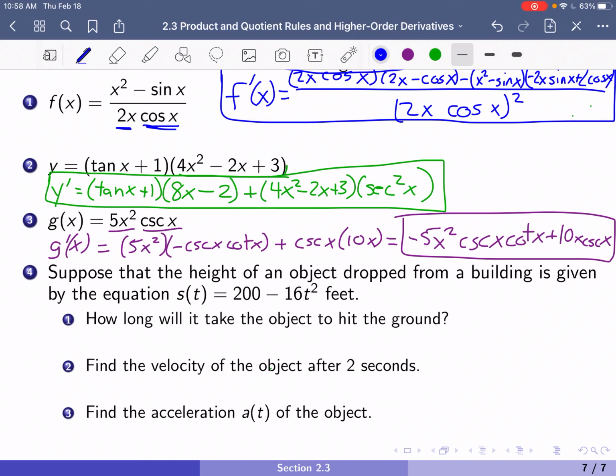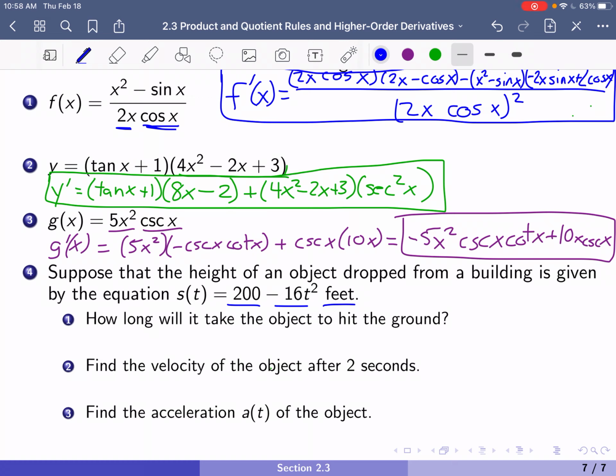In this video, we're going to take a look at an example that is the relationship, or at least part of the relationship, between physics and calculus. And so our problem here is, suppose the height of an object dropped from a building is given by an equation here. S of t is 200 minus 16t squared, and that is in feet. How long will it take the object to hit the ground?